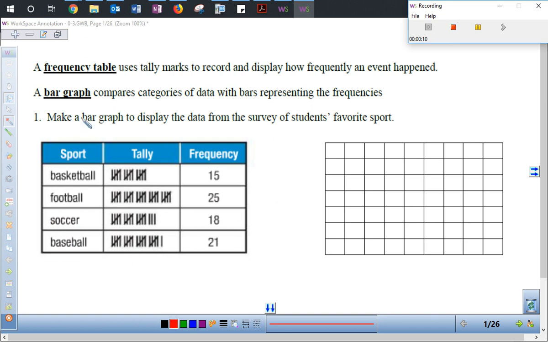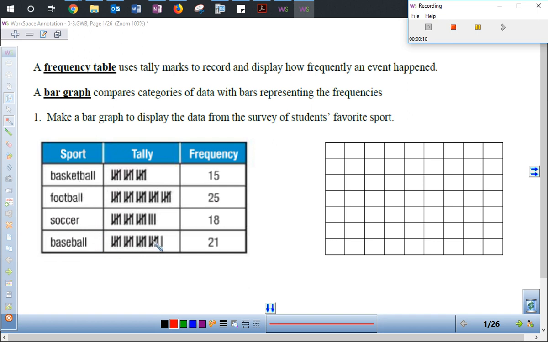Now, if you'll notice from the instructions, it says that this frequency table is a survey of students' favorite sport. So what somebody did is they went out and they asked a whole bunch of students what their favorite sport was, and they recorded the results. So in the first column, you'll notice that the different sports that they received as an answer are displayed. So some students said basketball, some said football, soccer, and baseball.